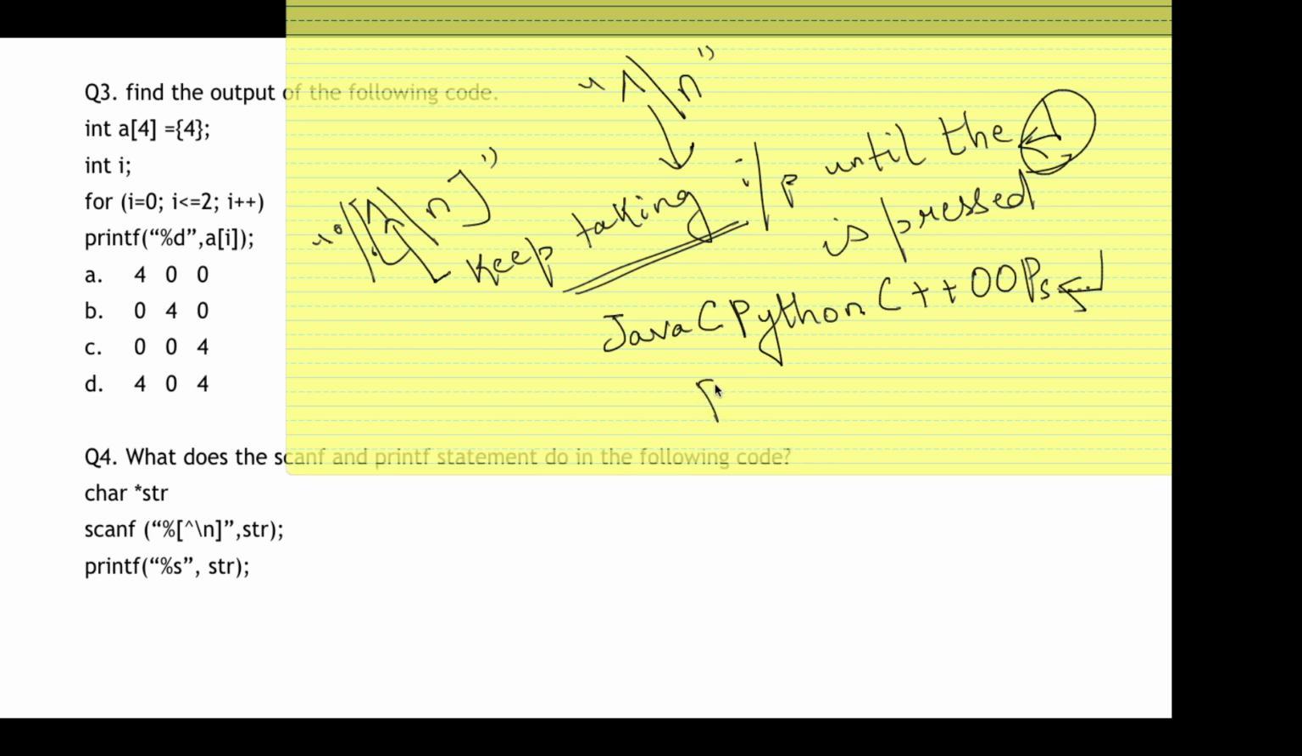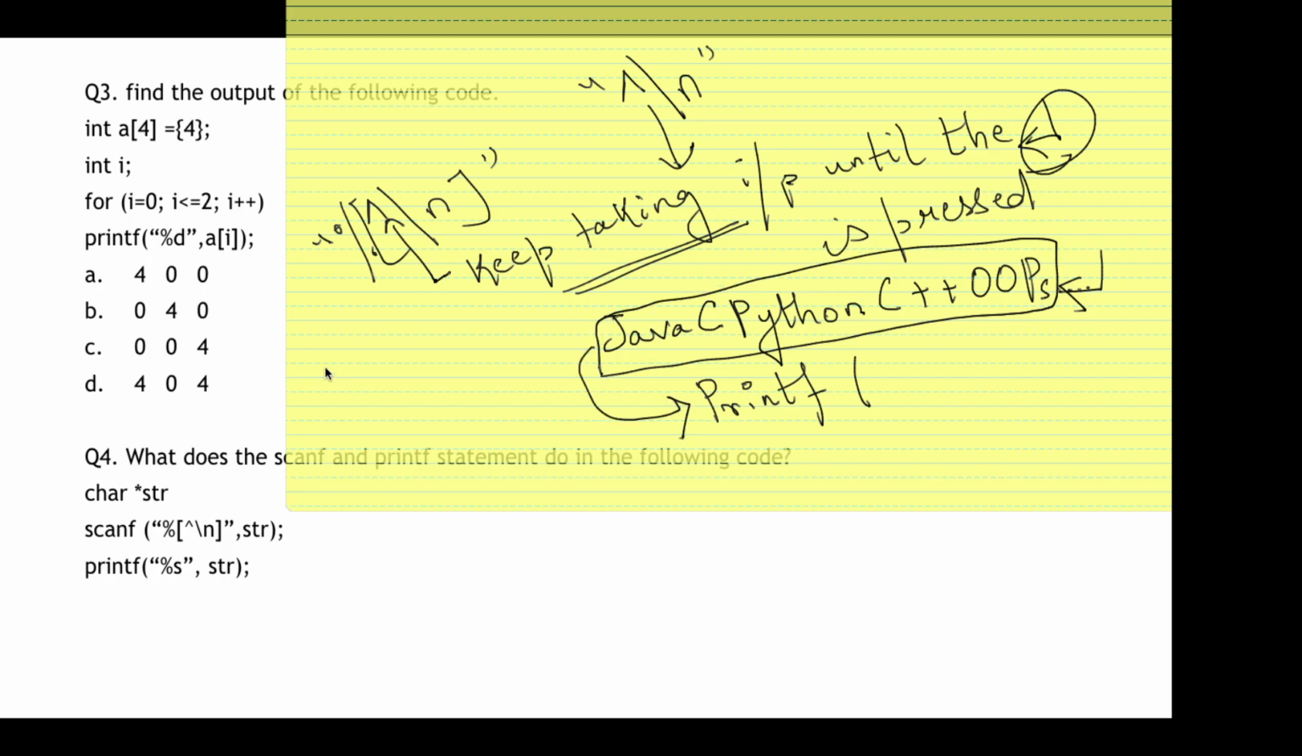So what will this printf after this scanf do? It will print all the input that is taken. It will entirely print this. So the important factor over here was this \n, which keeps taking input until an enter is pressed. Just remember this much. And printf will obviously print everything that has been entered. So if Java, C, Python, C++, oops is entered, it will print everything, whatever is there in that string.